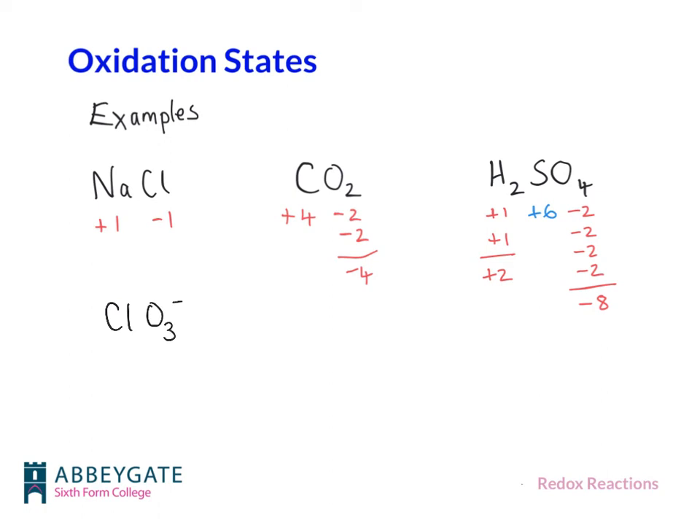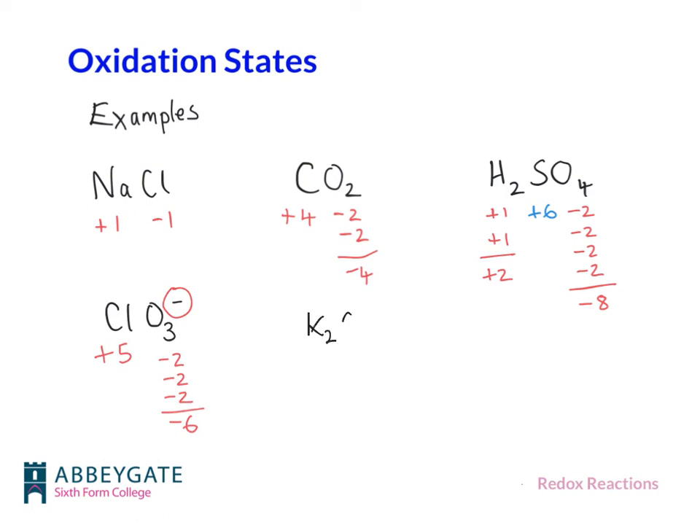If we look at a chlorate ion, we know that each of the oxygens is -2, so I've got 3 of those, that adds up to -6. The whole thing is no longer neutral, it's got to add up to a negative charge, so I've got to go from -6 up to -1, so the chlorine must be +5.